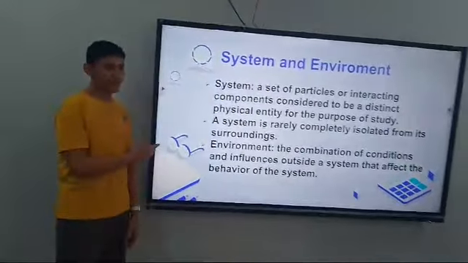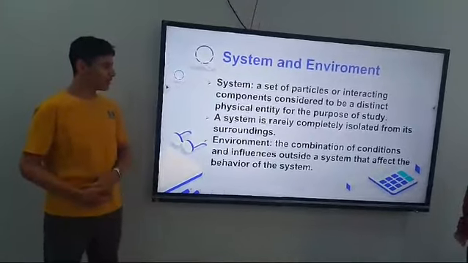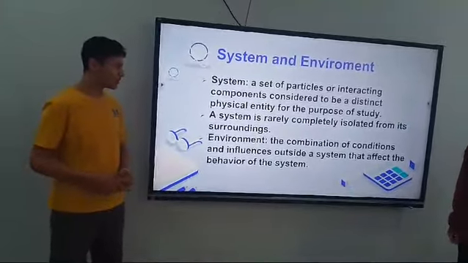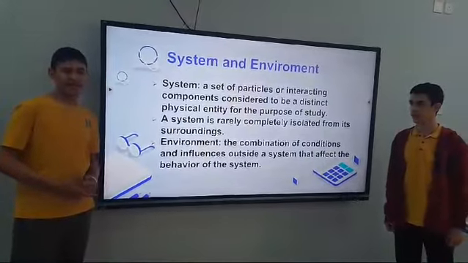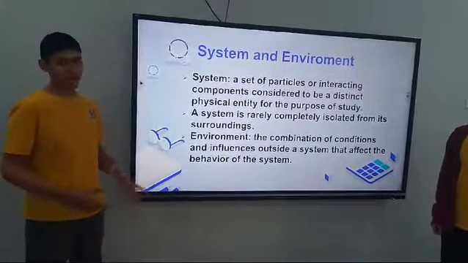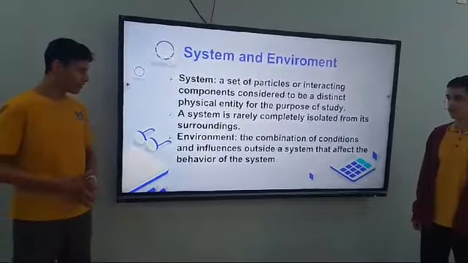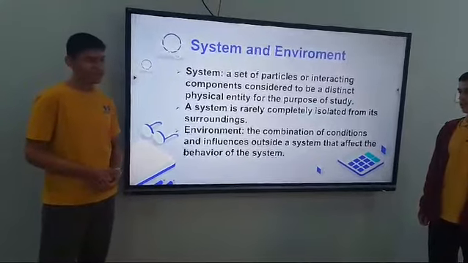Now we will learn what the system and the environment are. A system is a set of particles or interacting components considered to be a distinct physical entity for the purpose of study. These systems are isolated from the surroundings, so we have something called the environment. It's the set of conditions and influences outside the system that affect the behavior of the system.